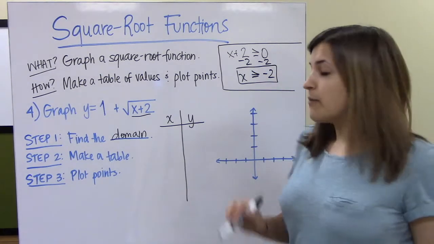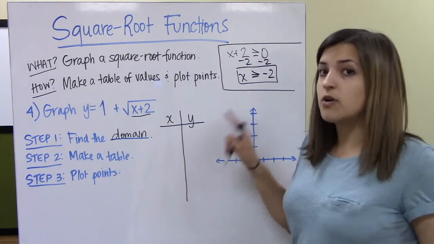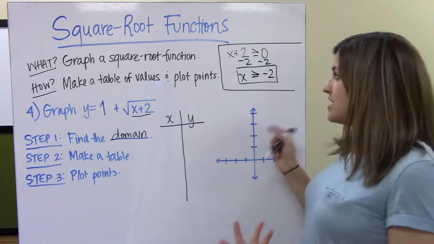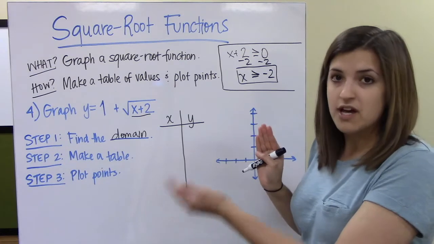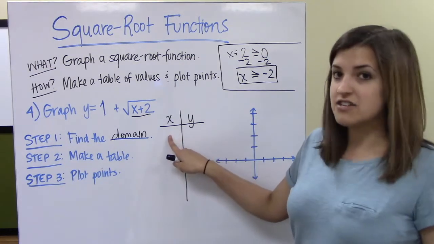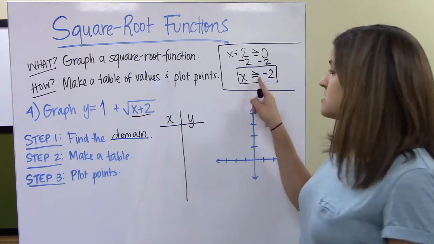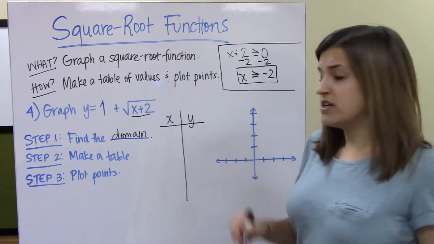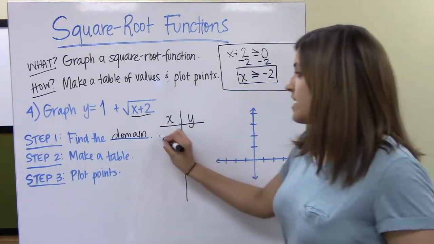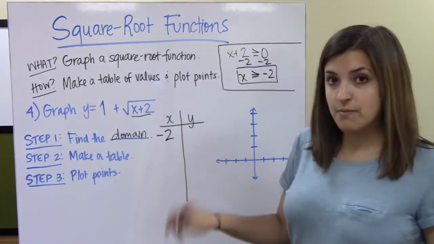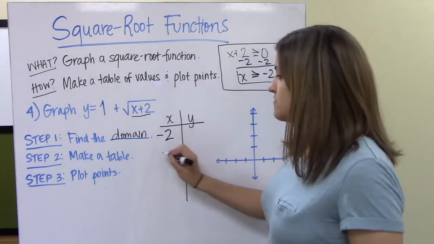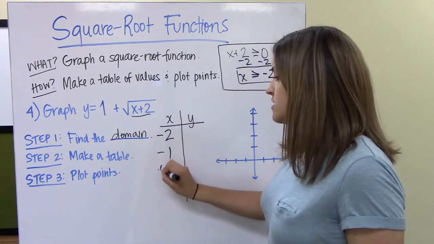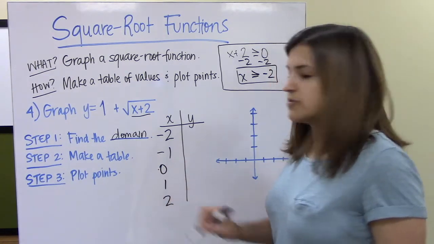Now, I want to make a table of values according to my domain. So my domain tells me x is anything bigger than or equal to negative 2. So it doesn't make any sense to start this table with something smaller than negative 2. So I should definitely start at negative 2 and work my way up. Everything greater than or equal to negative 2. So I'll have negative 2, we'll do negative 1, 0, 1, and 2.